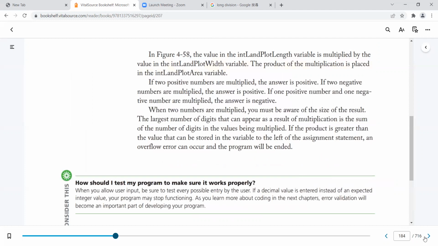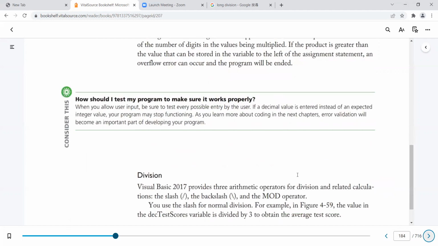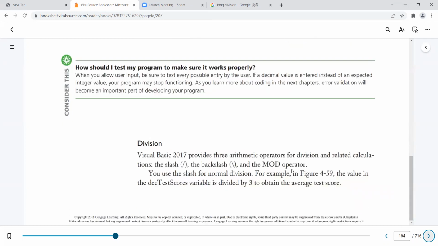I'm going to skip this part because it's easy to understand, but you can see for division, we have 3 different divisions: the regular division, integer division, and mod division. With regular division, if you divide a decimal, your result will be a decimal; it doesn't have to be an integer. But if you have a backslash, which is integer division, integer divided by integer, the result should be an integer. The mod is the remainder from the long division.